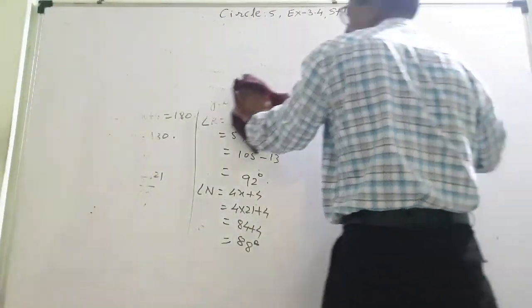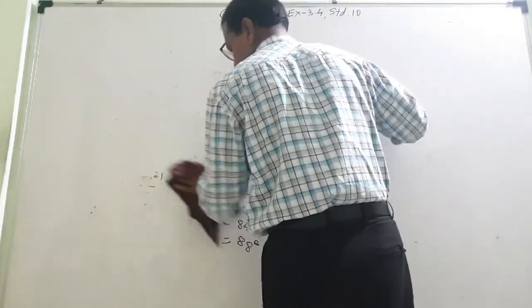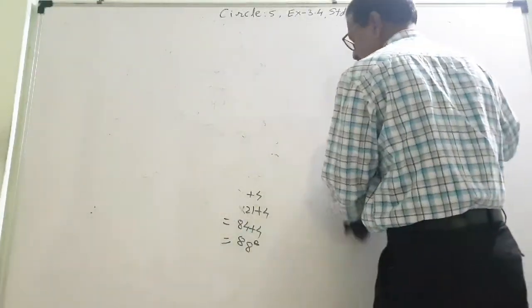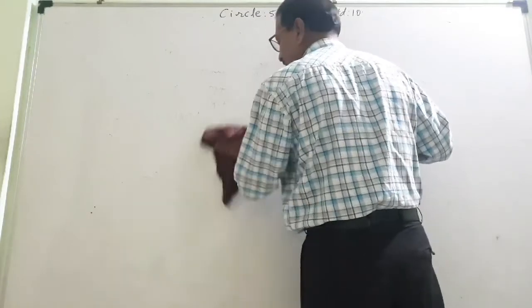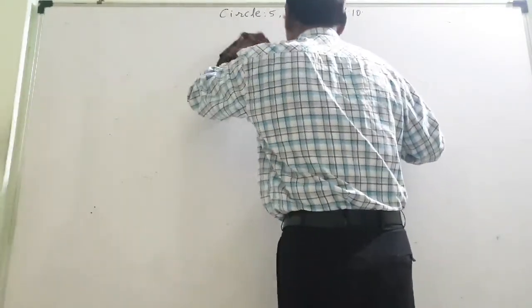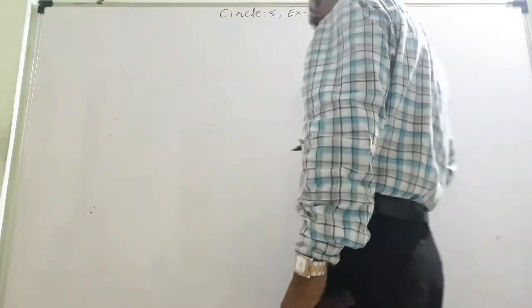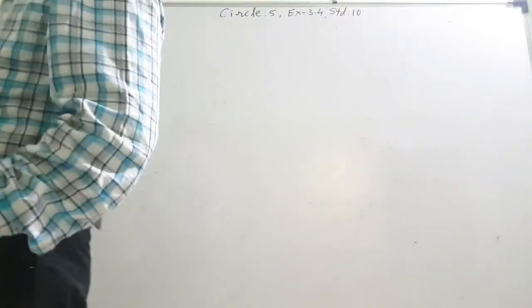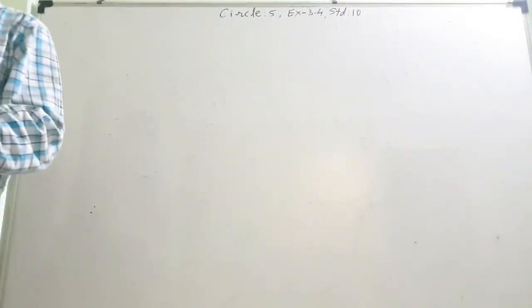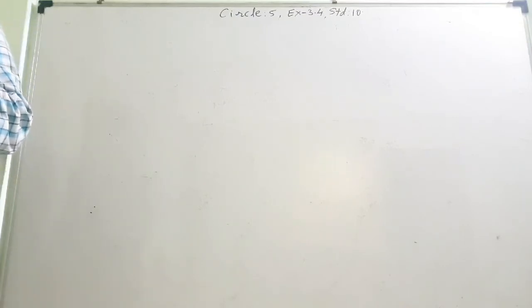Do you know what is the property for the parallelogram? For parallelogram, the adjacent angles are supplementary. Don't forget this. So, question number 4, 5, 6. This is a bigger exercise. We'll complete in the next video.